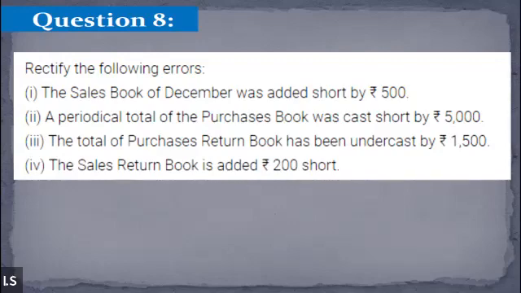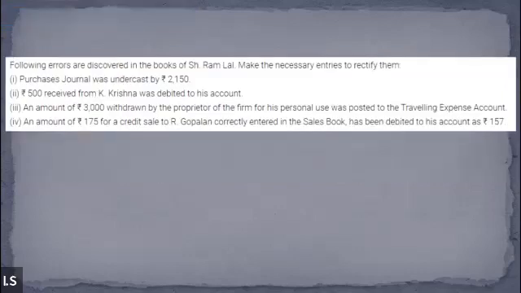Okay, so done. Tell me the entries. So the first one will be suspense account debit to sales. Correct. Then purchase account debit to suspense. Correct. And then suspense account debit to purchase return. Right. Then sales return debit to suspense. Perfect. Very good. Okay. So moving on to question 9.